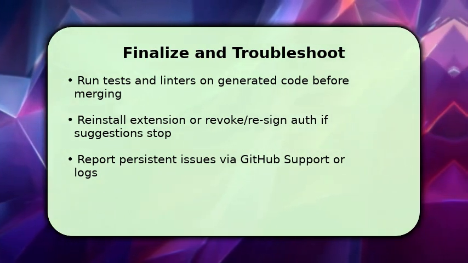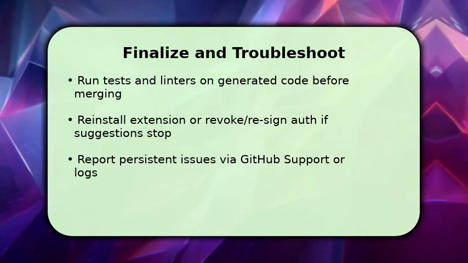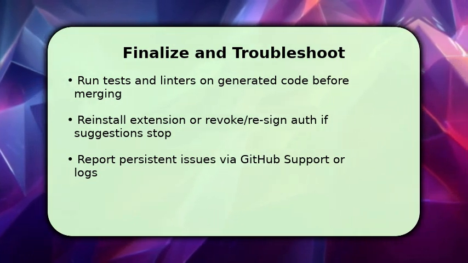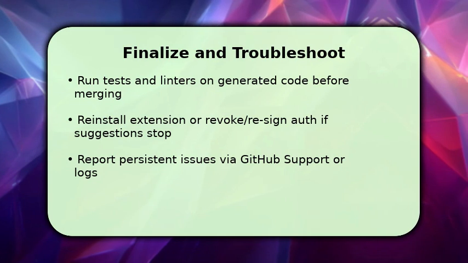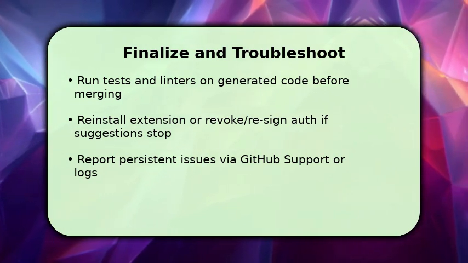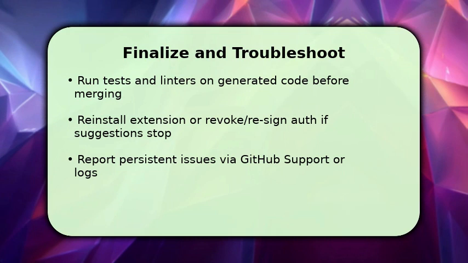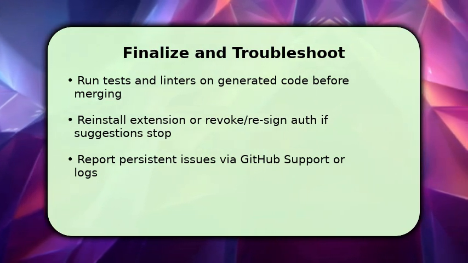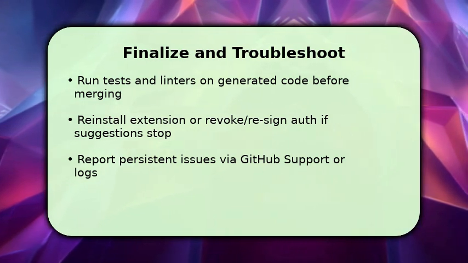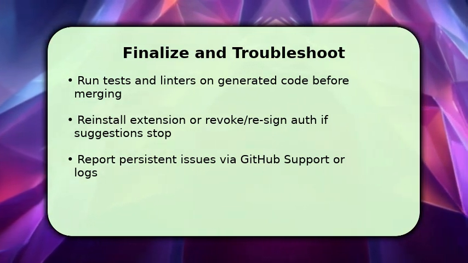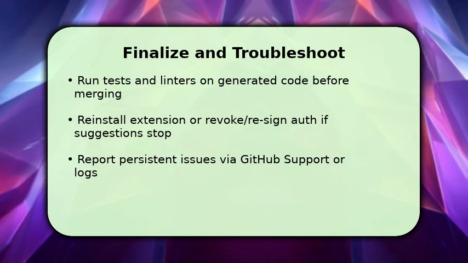If suggestions vanish or behave oddly, first restart the editor and check extension updates. If that fails, revoke and reauthorize GitHub authentication or reinstall the plugin to clear tokens. Make sure to capture logs if problems persist. You can report them to GitHub support. One key tip: clear editor cache or disable conflicting extensions as a fast troubleshooting step.